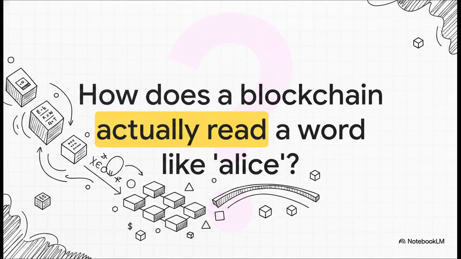But wait, this brings up a genuinely fascinating problem. How does a blockchain actually read a word like Alice? Because blockchains are notoriously inefficient at storing and processing long strings of text. They speak in math and cryptography, right? Not in English letters. So how do we bridge that gap securely?